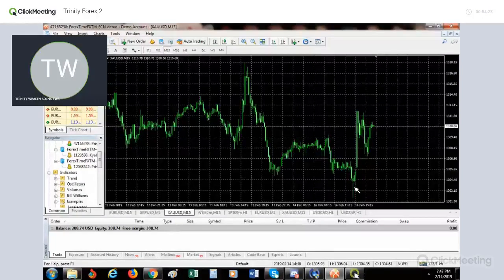Before you look for this, there's a kangaroo tail I can actually see. And I told you this is very common in gold. I've seen it happen a lot in gold. You can see this, although it still closed as a bullish candlestick.